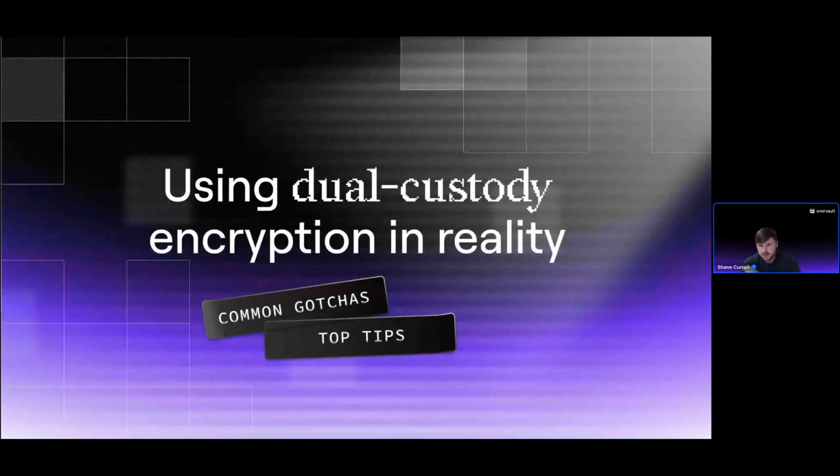Moving on, I know we have a few questions in the question section, which I'll get to as we approach the Q&A. But there are two major topics that face a lot of pushback with encryption versus tokenization, so I thought it would make sense to run through some of the common gotchas as well as top tips from companies that are using dual custody encryption in production.